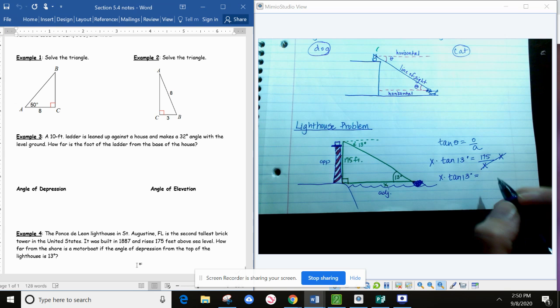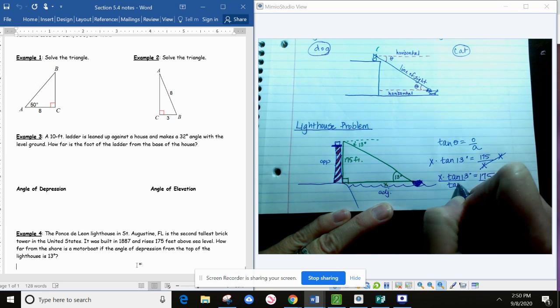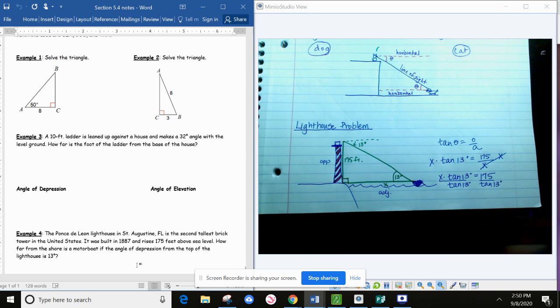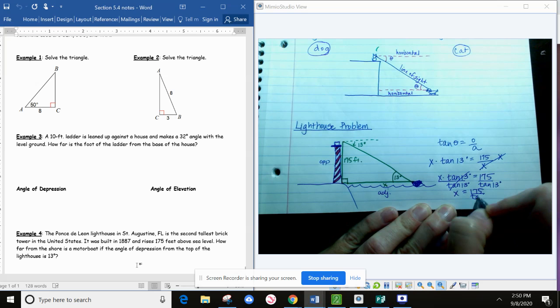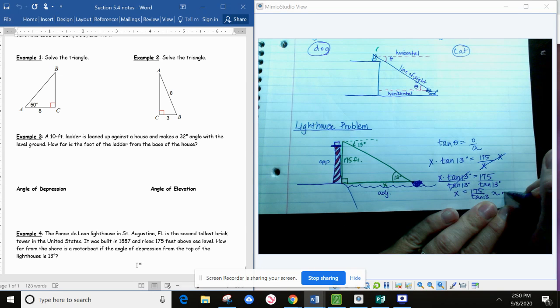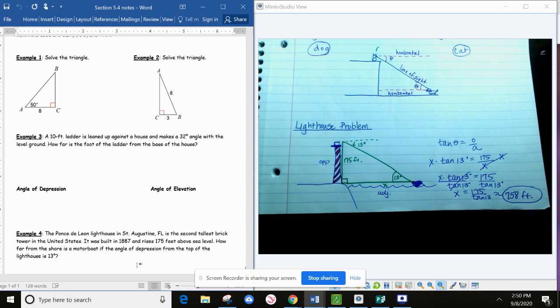Now when we get here, we can see that x is not isolated, and that's the name of the game. So if it's x times tangent 13, we want to divide both sides by the tangent 13 degrees. Use that and put it in the calculator, and we will get an answer of 758. And we want to label this with the units, and that would be feet. All right, so we're 758 feet away from that lighthouse, at the base of the lighthouse. All right, if y'all got questions, let me know.